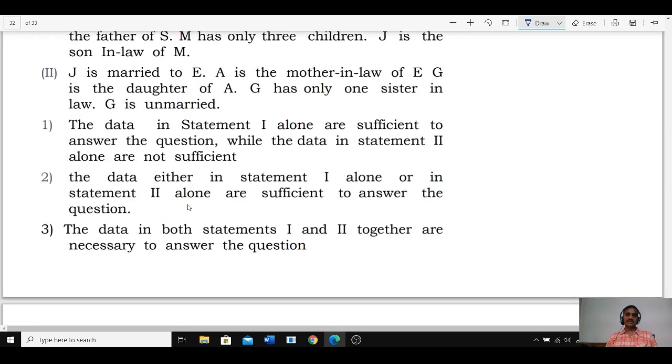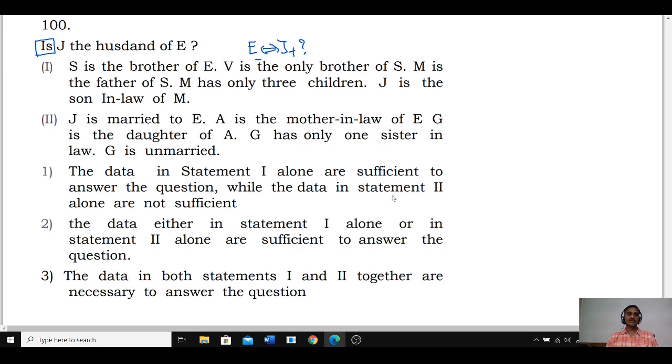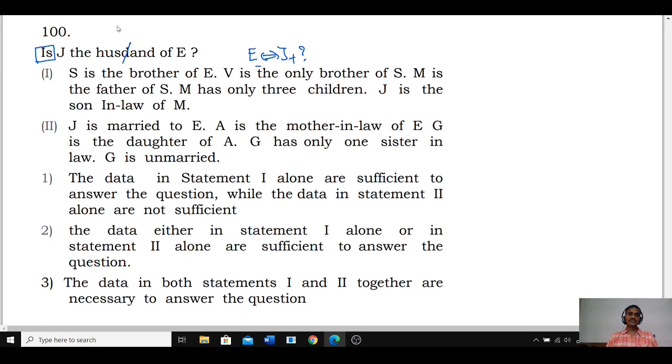Done with this? 99. Then coming to 100. Now in this question number 100, tell me what is the answer? Is J the husband of E? It is a yes or no type of question. Is J the husband of E?